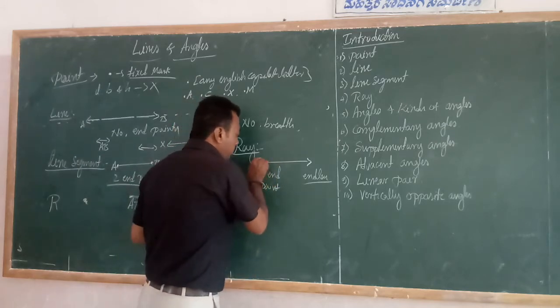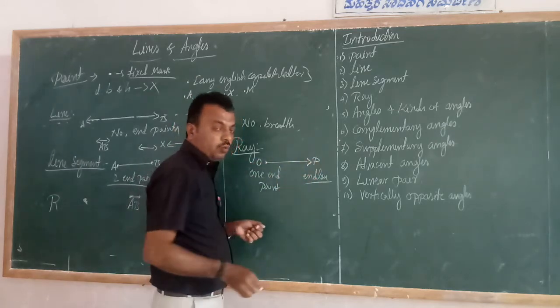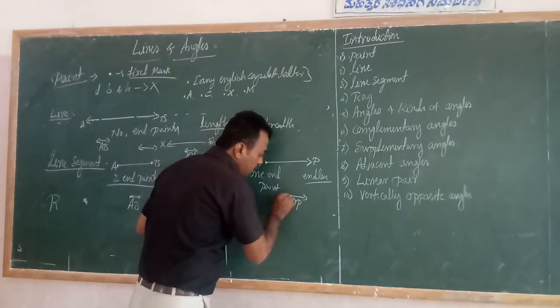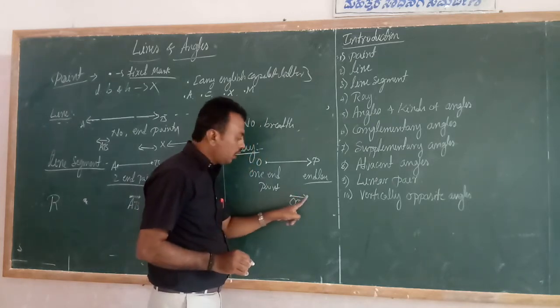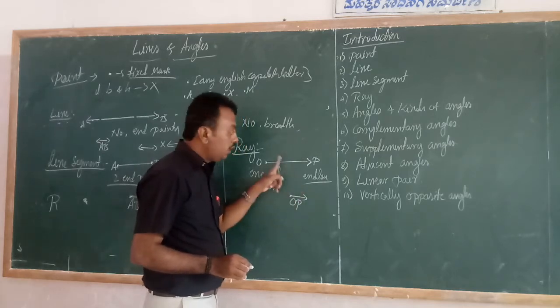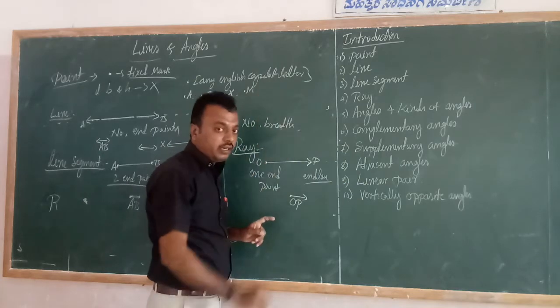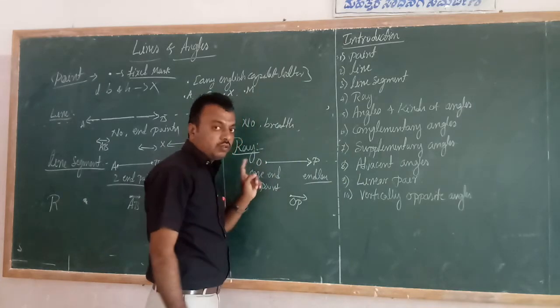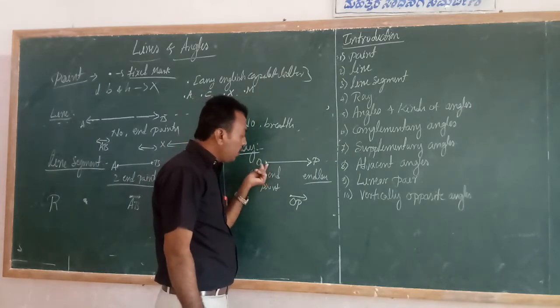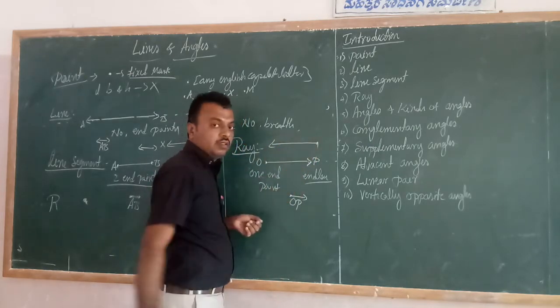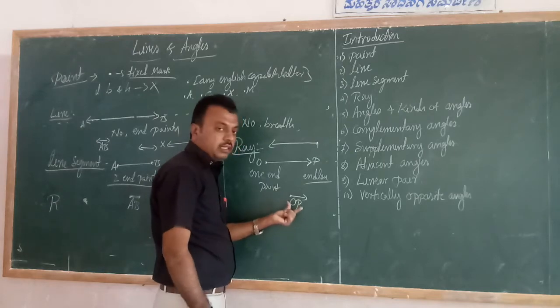A ray can be represented by any capital letters, like OP. So I will write OP symbolically like this. On one side you put the end point, and on the other side you put the arrow mark. One side extends to an infinite distance, but the other side does not extend because it has an end point. Like this we also have to write the ray, symbolically OP.